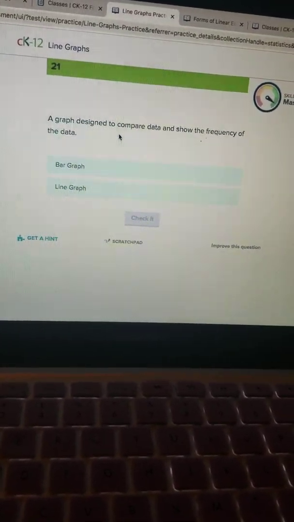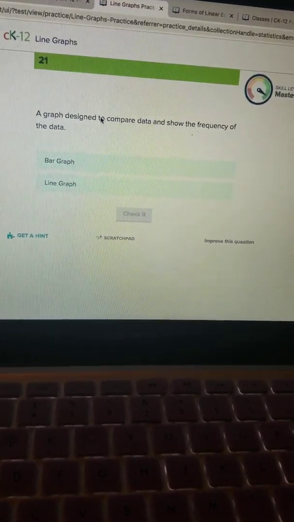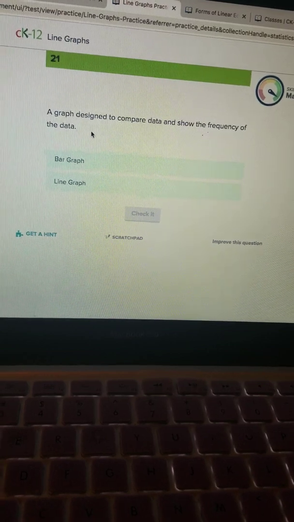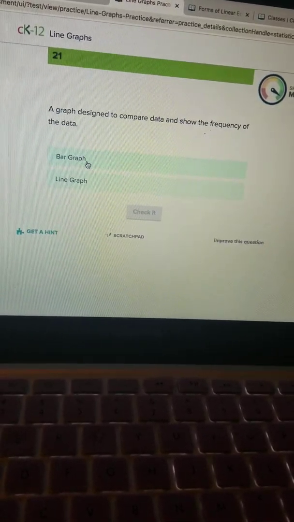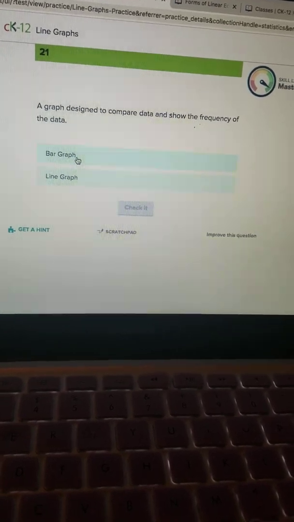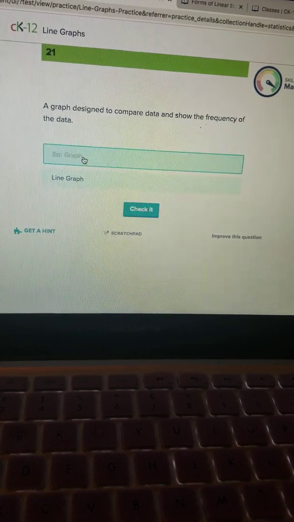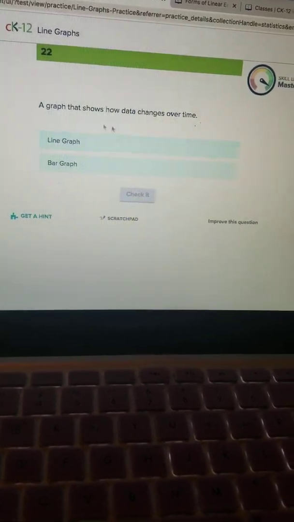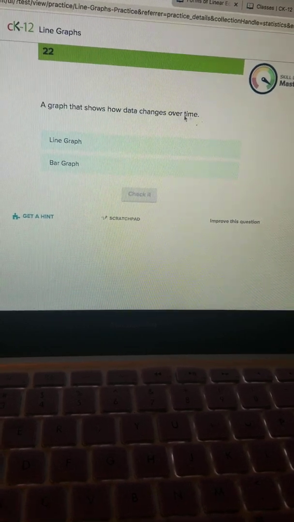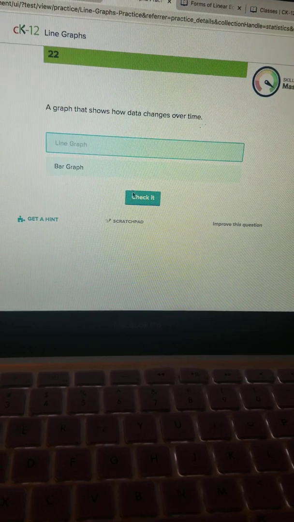A graph designed to compare data and show the frequency of the data. That would be a bar graph. A graph that shows how data changes over time. Yeah, line graphs are over time.